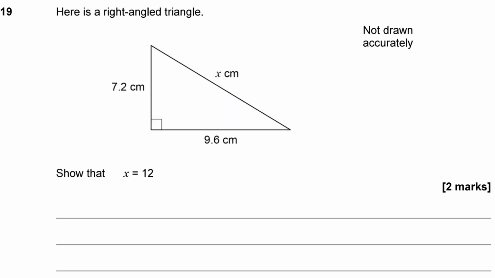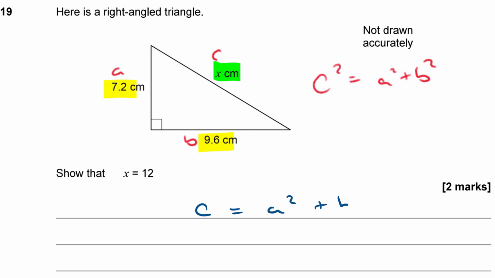Okay. Here is a right angle triangle, and we need to show that x is equal to 12. Okay, so we've got 2 sides of a right angle triangle, and we're wanting to find a 3rd side. So clearly we are dealing here with Pythagoras Theorem. Pythagoras Theorem states that c squared equals a squared plus b squared, where c is the long side and a and b are the 2 sides.